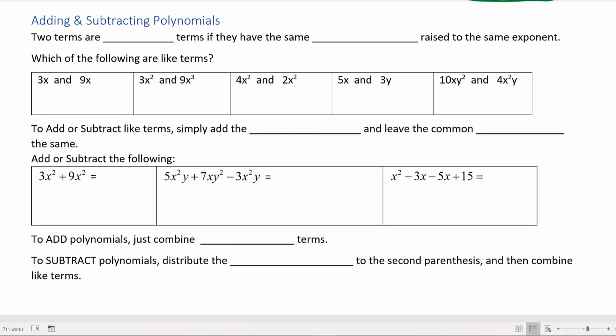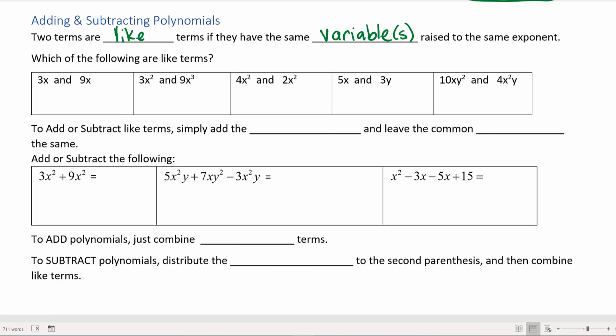Today's lesson is on adding and subtracting polynomials. Two terms are like terms if they have the same variable, or really variables raised to the same exponent. So which of the following are like terms?